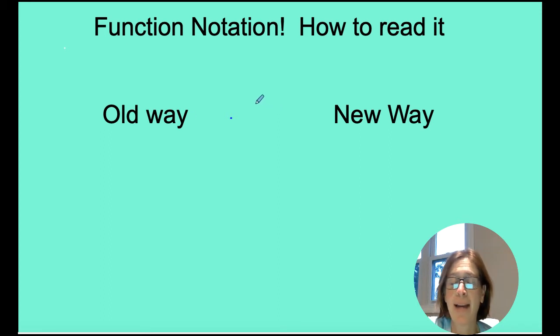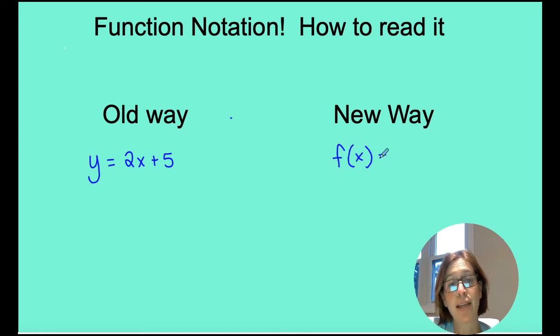So back in Algebra 1 you learned that a linear function could be written as y equals 2x plus 5. Okay, so that's the old way. The new way would be to write it as f of x equals 2x plus 5. So f of x is another way to write y. And f is not a variable. It means the function at x equals 2x plus 5.